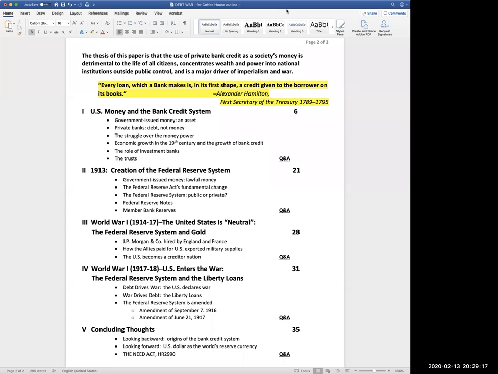The McCormick Reaper, which is used by the farmers, went from 700 vehicles in 1848 to 10,000 vehicles in 1868. That is the increase in the growth of the economy and the manufacturing and the railroads. It was quite spectacular. And of course, most of it was funded by the bank credit system.